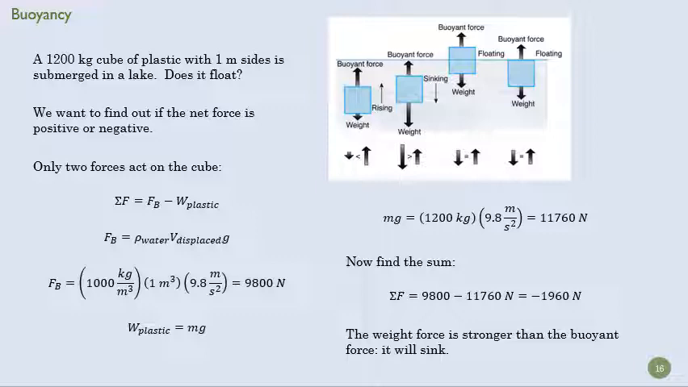We could have looked at this initially and said, wait, this has a density of 1,200 kilograms per meter cubed, right? That's more dense than water. And if it's more dense than water, it's going to sink.